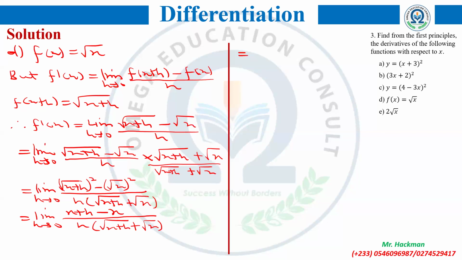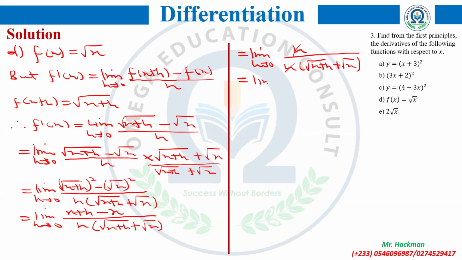So the x will go. So you get the limit as h approaches 0 of h over h into root of x plus h, then plus root of x. Okay, you close it, you extend this to cover. So this will be equal to, now you can do direct substitution.